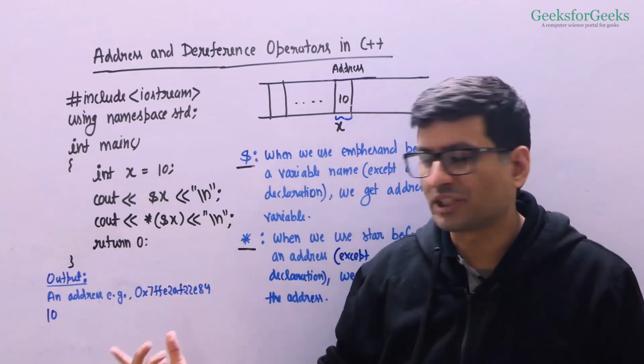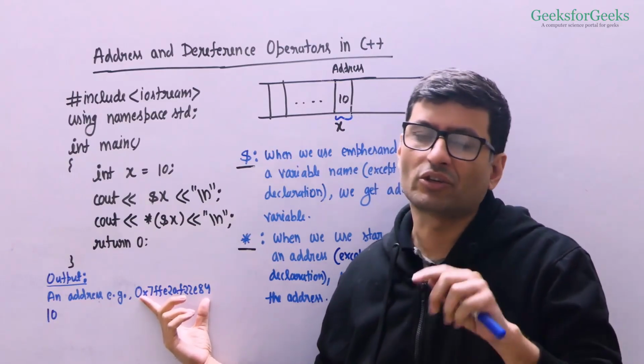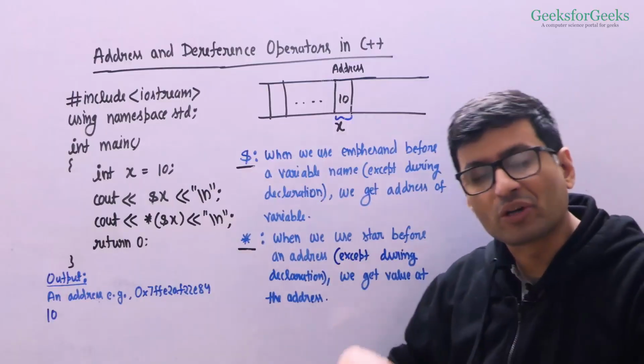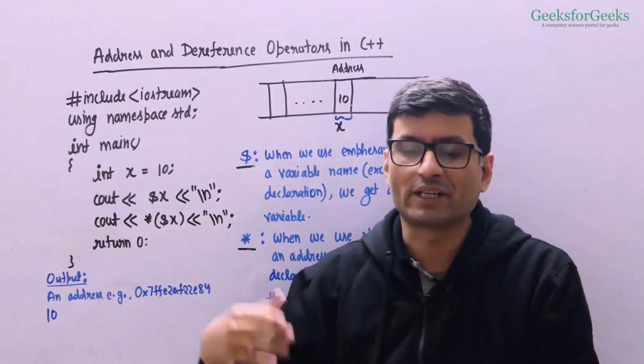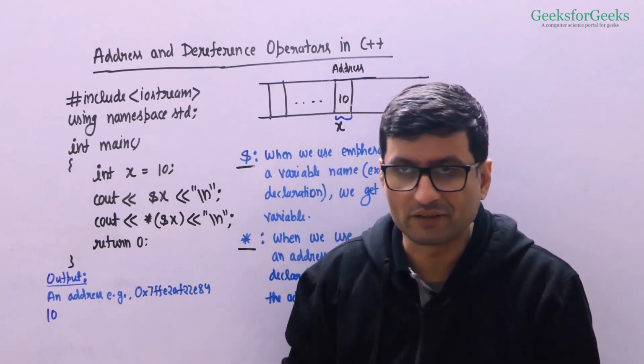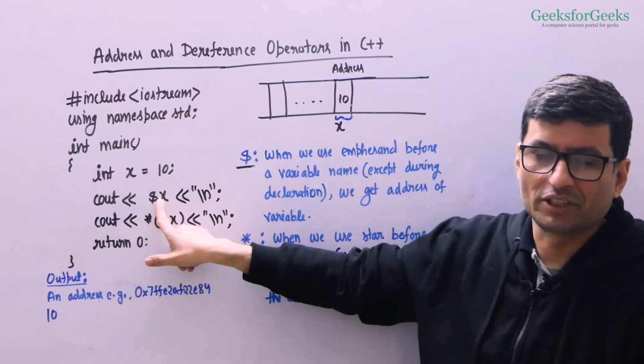When you run it on your machine, you will get something different. It's some address. And when you run it next time, you might get a different address, because every time you create a variable, it might allocate it to a different memory location. So the ampersand operator simply gives you the address of the variable.